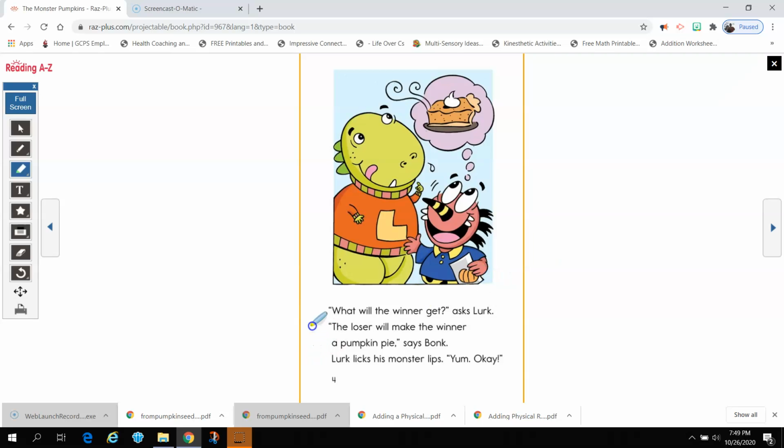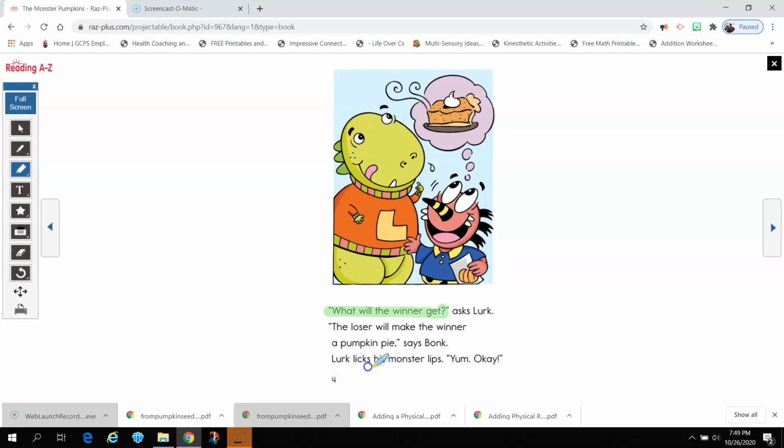The next page, do you see the quotation marks? All right, let's read it. It says, "What will the winner get?" asked Lurk. Here it is. We found it. We found what Lurk says, so we're going to highlight it. He's asking a question. He wants to know what you're going to get if you win the pumpkin contest.